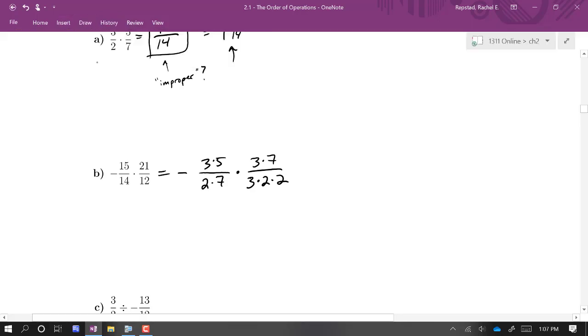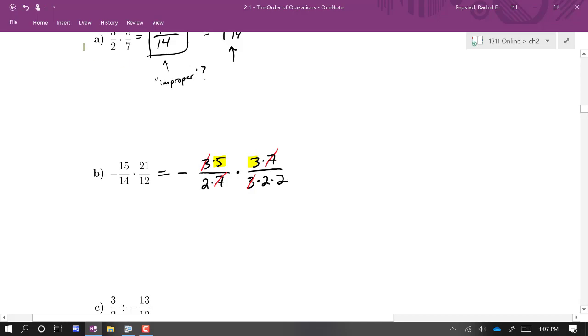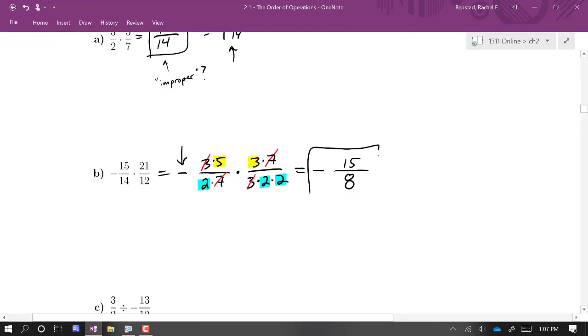And we can cancel common factors as long as one is on the top and one is on the bottom. So that 3 cancels with that 3, that 7 cancels with that 7, and I think that's everything that will cancel. So what's left on top is 3 times 5, so that's 15, and of course the whole thing is negative here. And on the bottom, 2 times 2 times 2, that's 8. And again, I'm leaving it like that. An improper fraction, I think, is preferred over a mixed number.